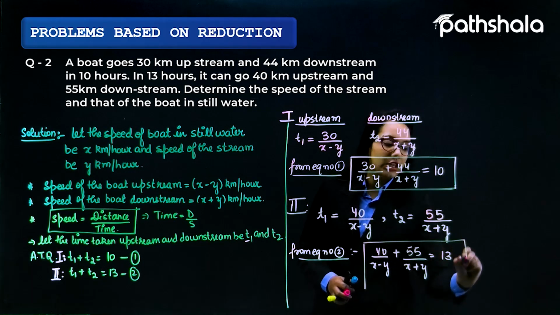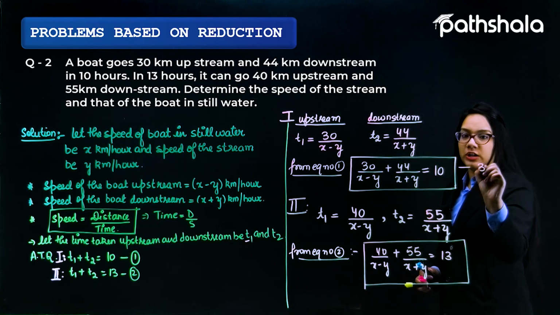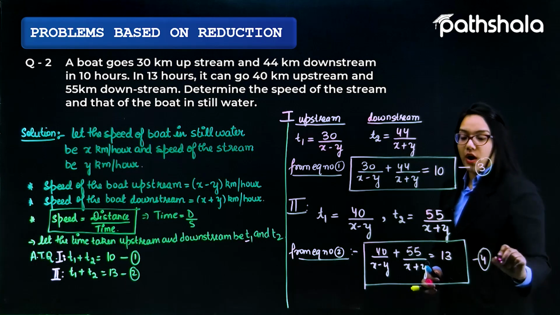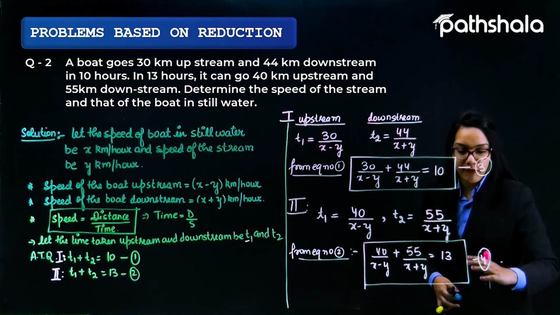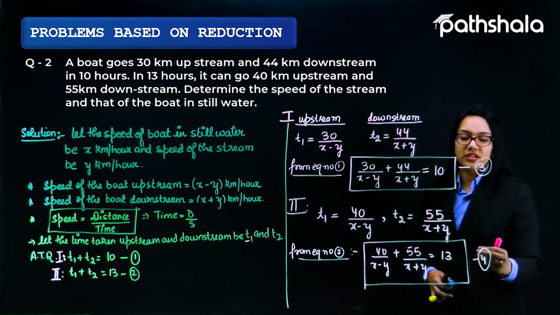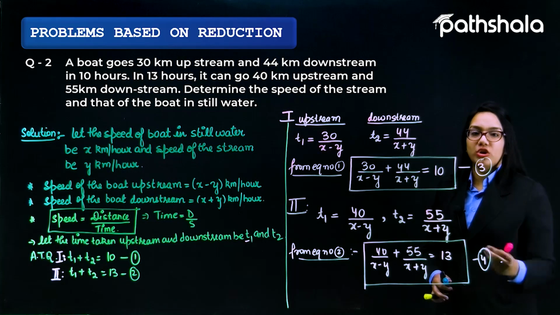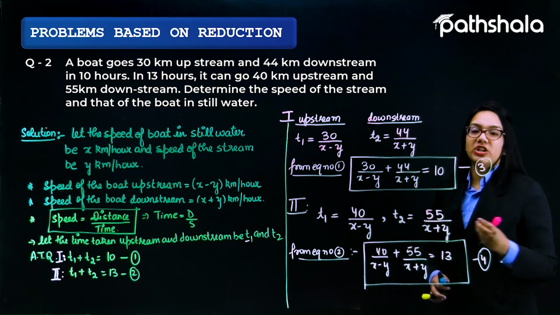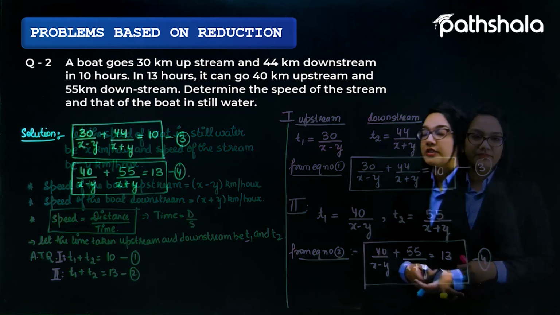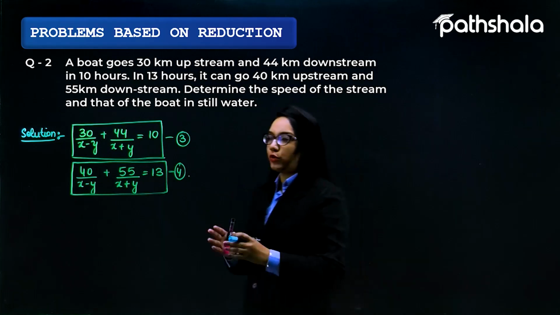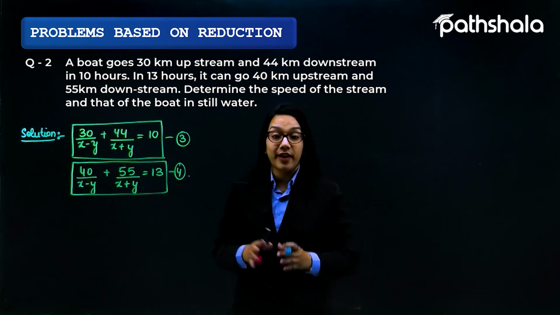Let us call this equation number 3 and this equation number 4. According to the question, we have these two equations, and now we have to solve both of them for the values of x and y, because we want to find the speed of the boat in still water and the speed of the stream. So let's solve these two equations to find the values of x and y.